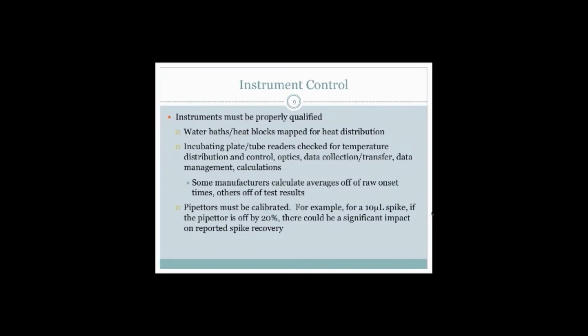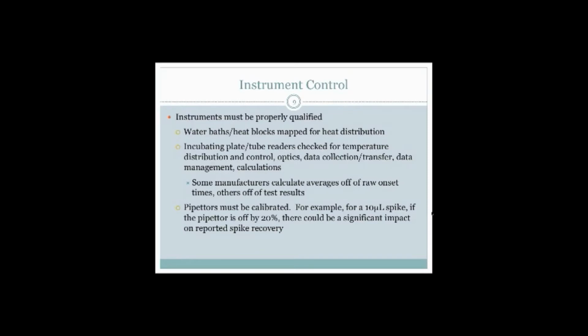Instruments: all of the LAL tests are temperature dependent. So any incubating device, whether it's a water bath or a heat block or even the incubating plate reader, should be mapped for heat distribution. You should know if there are cold spots, if there are warm spots. Incubating tube readers should also be checked for optics. How are the optics working? How can we check the optics?